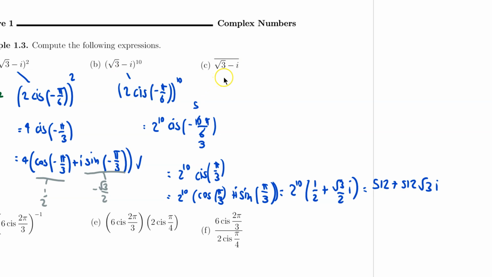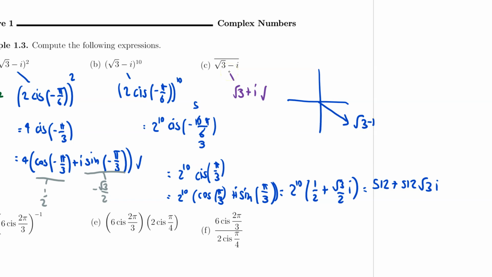Now for part C, if I want to find the conjugate for this, I'm just going to flip the sign of the imaginary part. So that's going to be square root of 3 plus i, and it's as simple as that. But let me actually use this chance to check my formula from earlier as well. Let's actually do this. If I were to plot these two, square root of 3 minus i is going to be here.